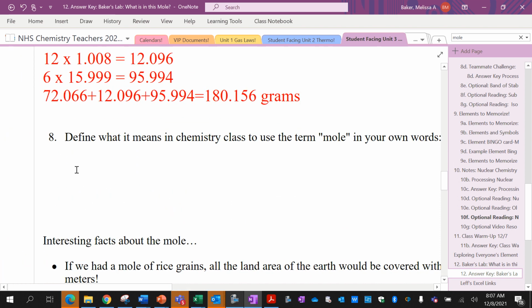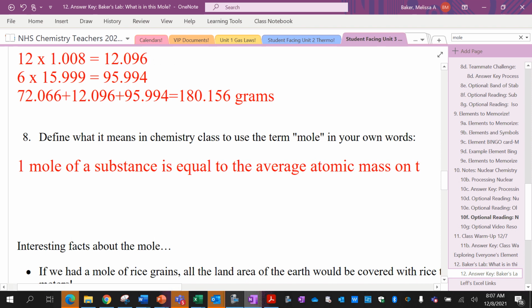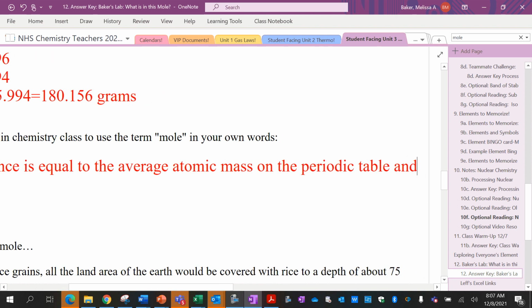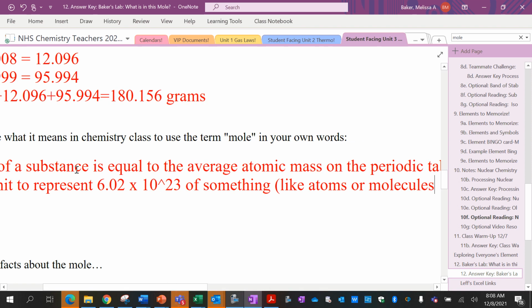So what does a mole mean in our own words? 1 mole of a substance is equal to the average atomic mass on the periodic table. And it is a unit to represent 6.02 times 10 to the 23rd, something like atoms or molecules.